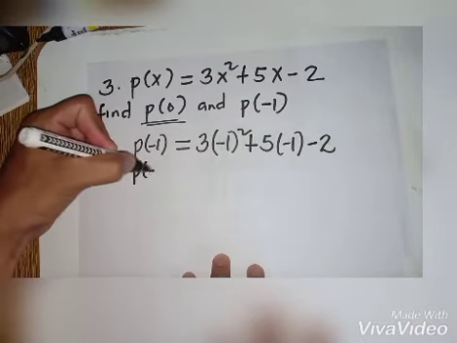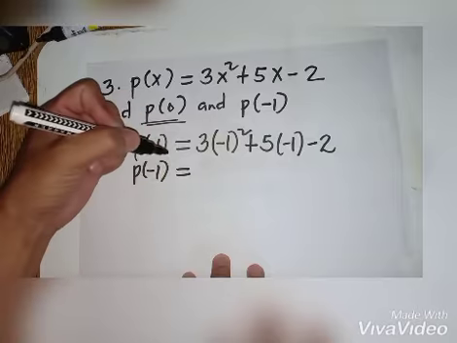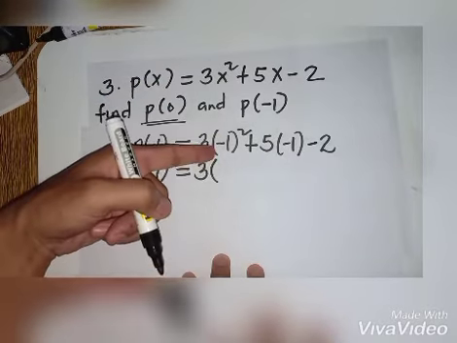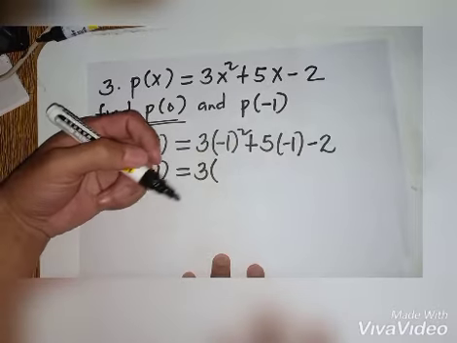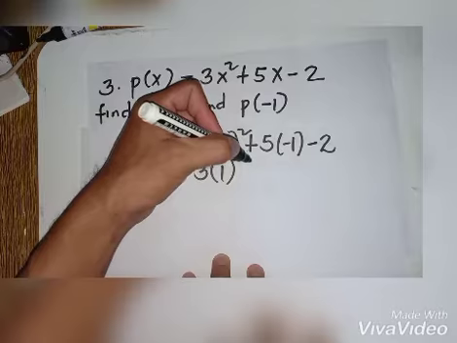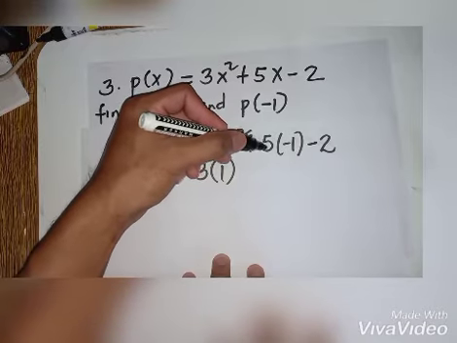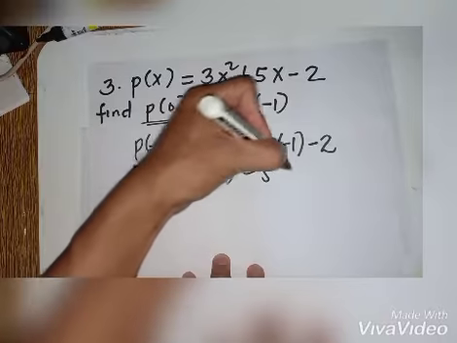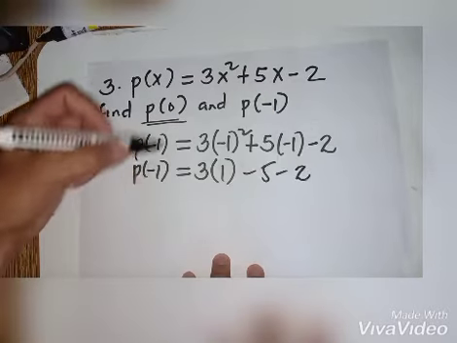So p of negative 1 is equal to 3. And what is negative 1 squared? That's negative 1 times negative 1. That should be positive 1. Then 5 times negative 1 is negative 5 minus 2.